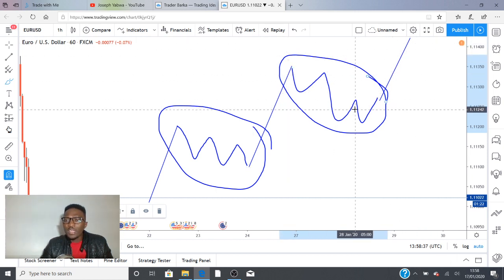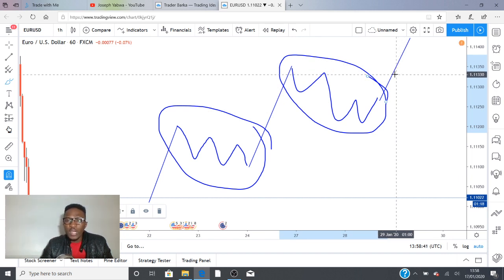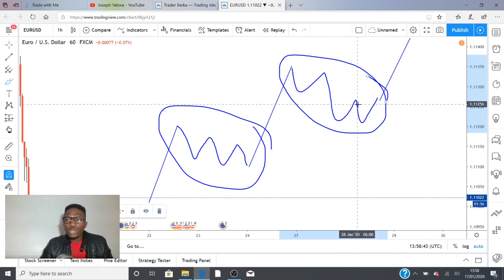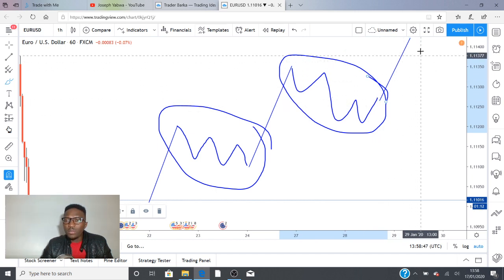This takes a lot of time. Corrections take so much time in the market. Impulse legs don't take too much time. So what I'm going to show you today is a strategy that is going to predict exactly when this impulse leg is going to happen.